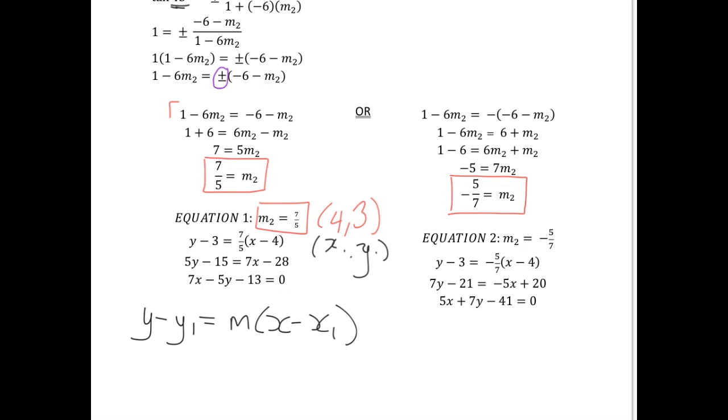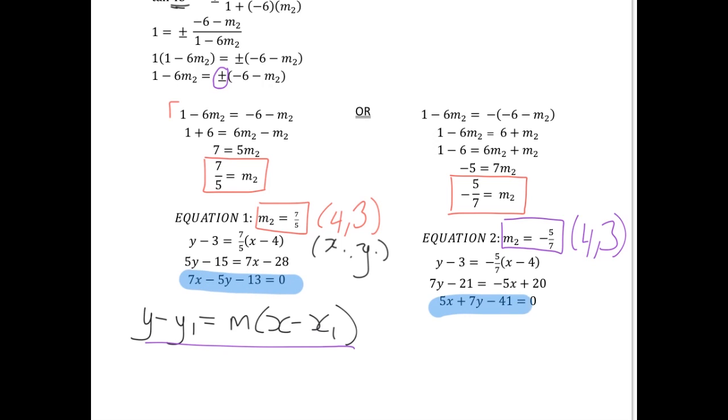In equation 2, our M2 is minus 5 over 7, and our point again is the point 4,3. So once we fill those values again into this formula here, we end up with the final solution that in this case our equation is 5x plus 7y minus 41 equals 0. And those two answers there are the final answer to this question.